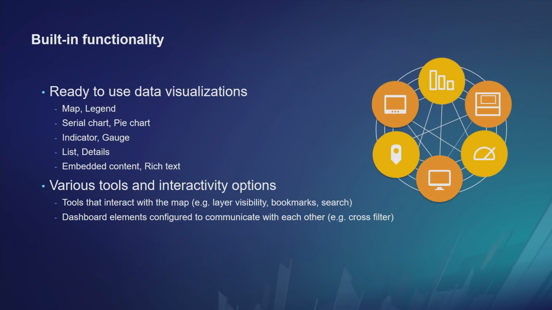In terms of what you get in the box with us, the built-in functionality is a series of ready-to-use data visualizations. Obviously, there's the map, but we also have many types of charts. We have many types of indicators. We've got gauges. They're very robust. They're highly flexible. With them, you can create the information product that you need to convey the meaning of your data.